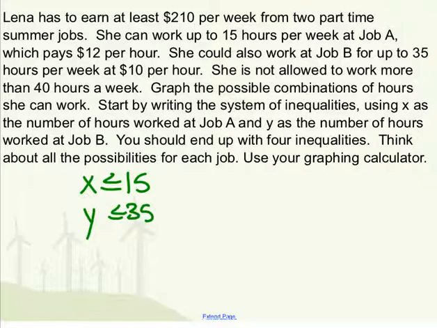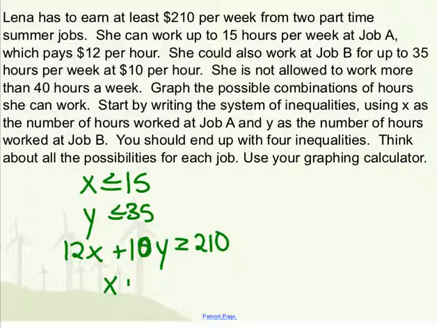Now we get to our 2 variable inequalities, and we talk about how much money she can make. Well, she can make $12 per hour at job A, and she can make $10 per hour at job B. And she wants that to be at least $210. That's how much she needs to make at these jobs. And then we need to make sure that her total hours doesn't go over 40. So we say her hours at job A plus her hours at job B need to be less than or equal to 40 hours per week.